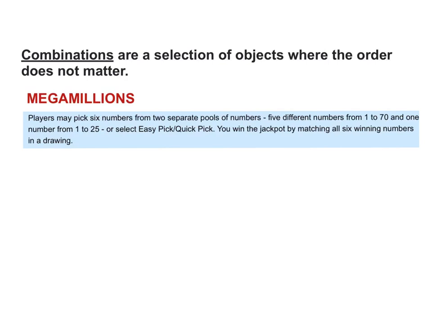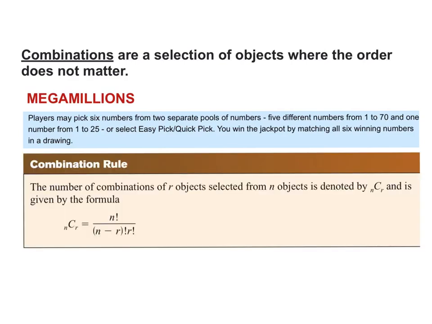Now, here's how this works then, all right? First of all, I want to show you what the formula for combinations is. This is the combination formula. It looks very much like the permutation formula. However, there's another extra r factorial on the bottom.